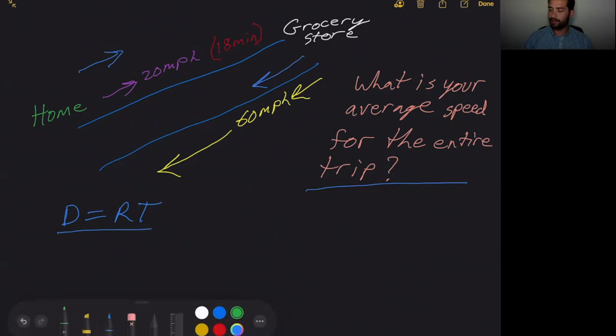So we have 20 miles per hour, 18 minutes. Well, 20 miles per hour is our rate for going uphill. 18 minutes is our time that it took. So what are we missing? We're missing the distance, right?